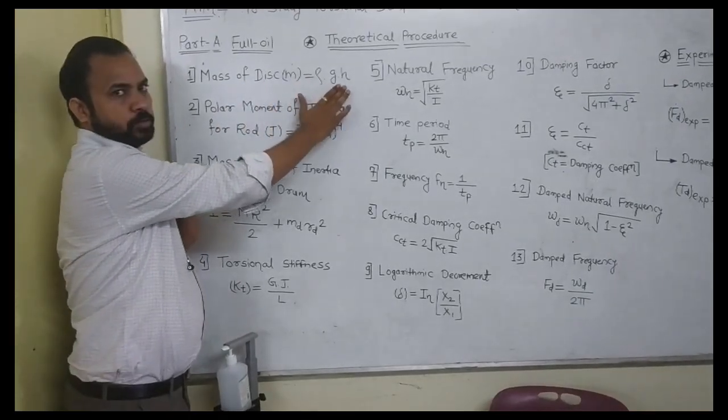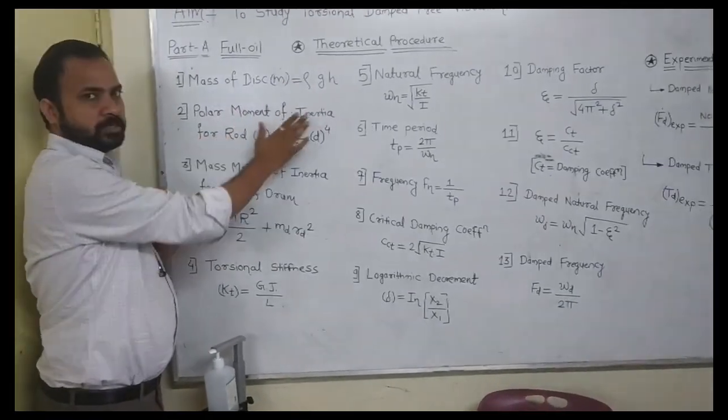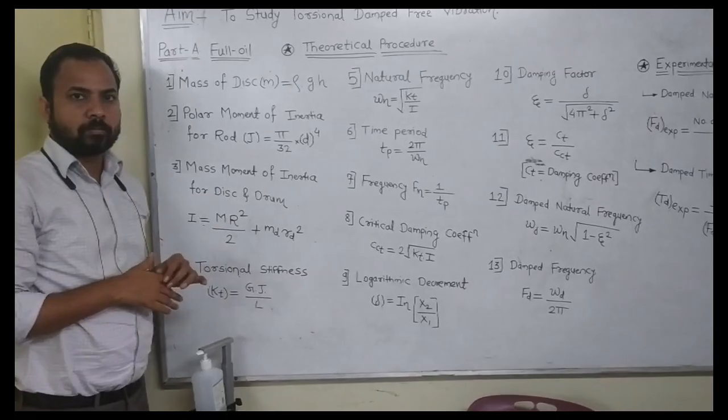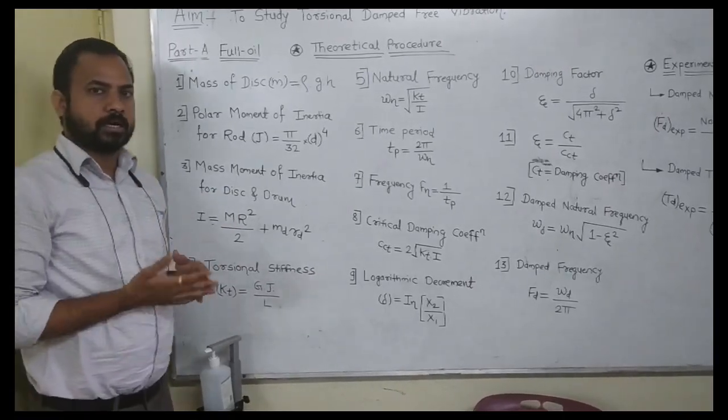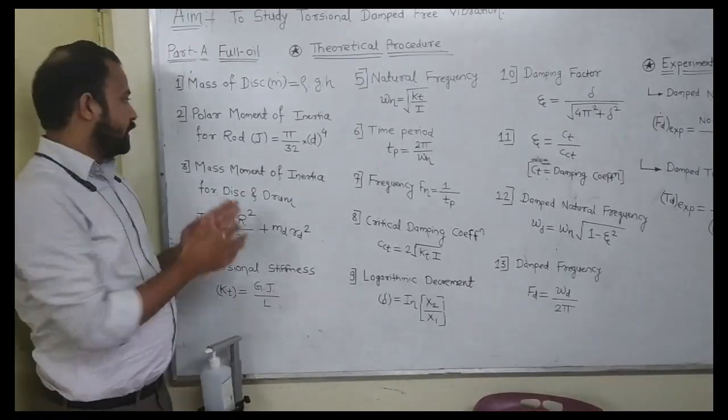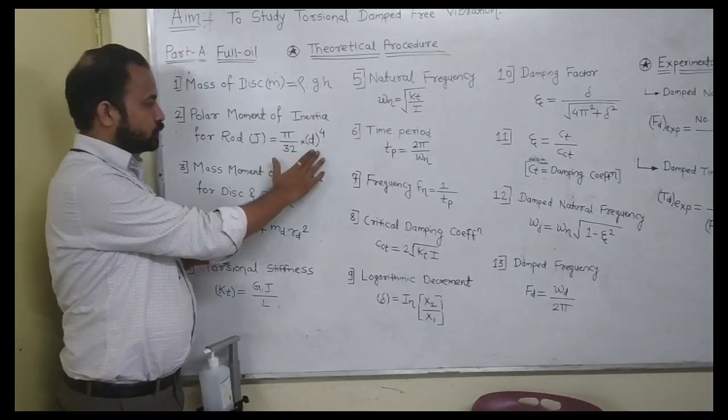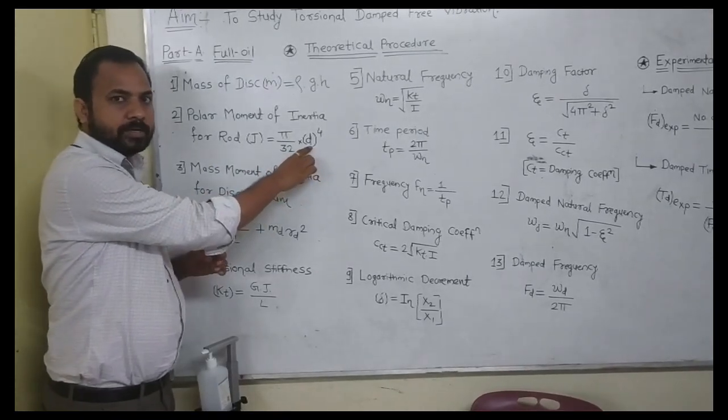The formula is rho into g into h. The polar moment of inertia can be calculated. As we all know, the polar moment of inertia is the sum of the moments of inertia Ixx and Iyy, and the formula becomes pi by 32 d raised to 4, where d is the diameter of the shaft.